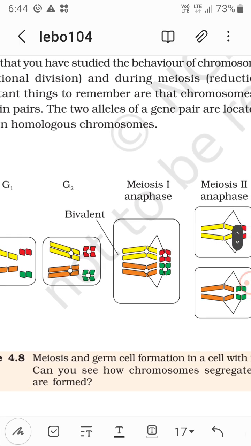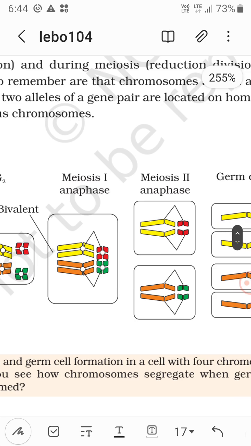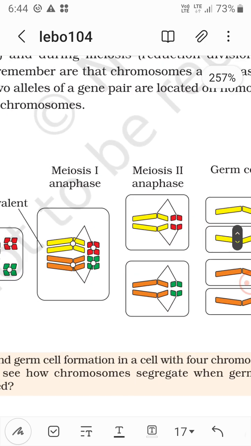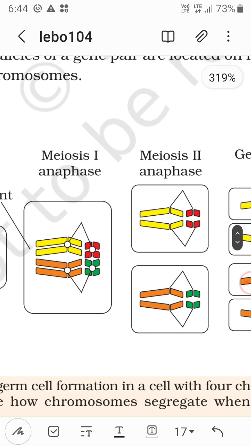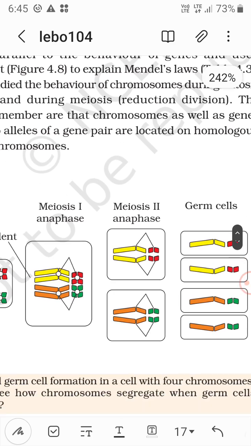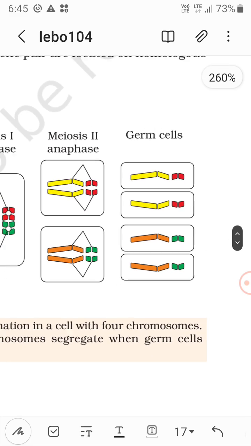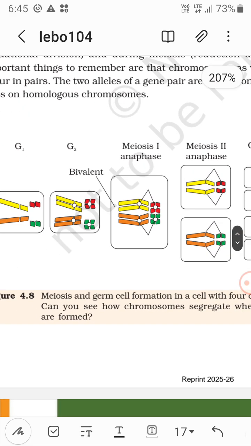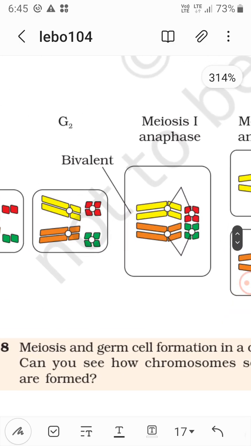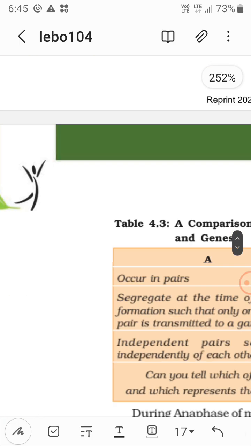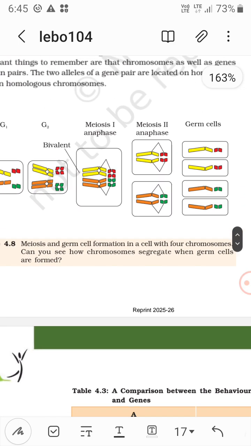Now in meiosis, there is the formation of bivalents, then anaphase of meiosis 1, then anaphase of meiosis 2. The reduction division happens between meiosis 1 and meiosis 2. Now in meiosis 2, they form the germ cells. So between G2 and meiosis 1 there is simply a duplication. This is meiosis and germ cell formation in a cell with 4 chromosomes.